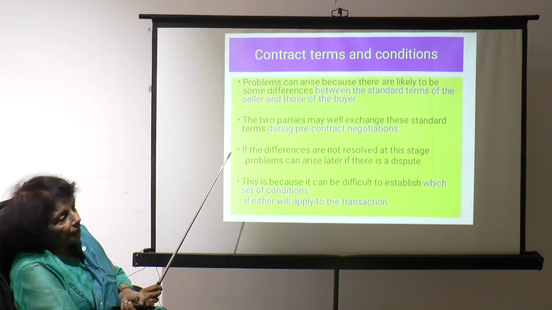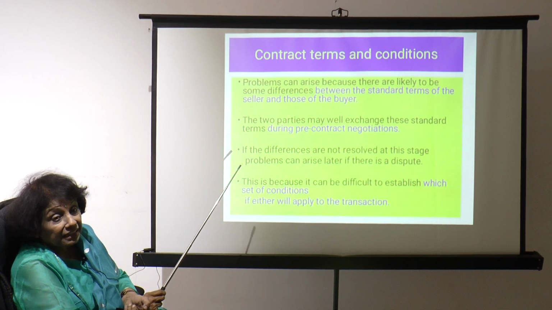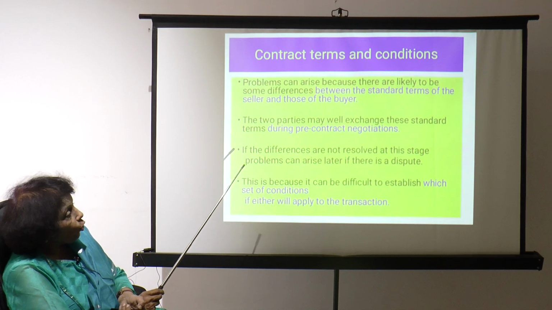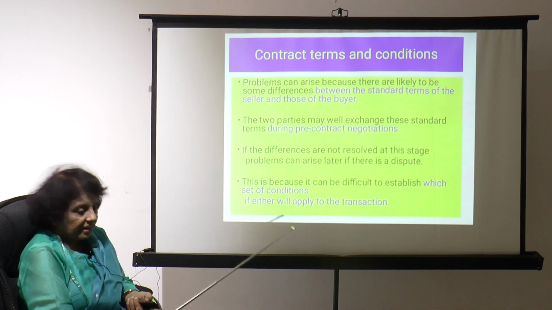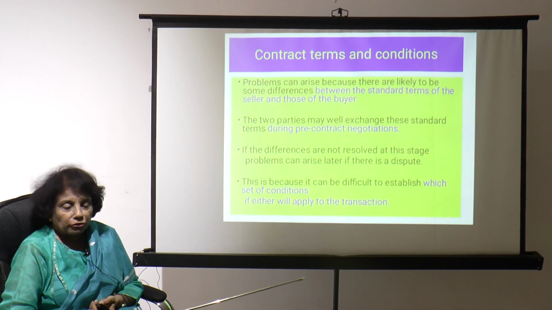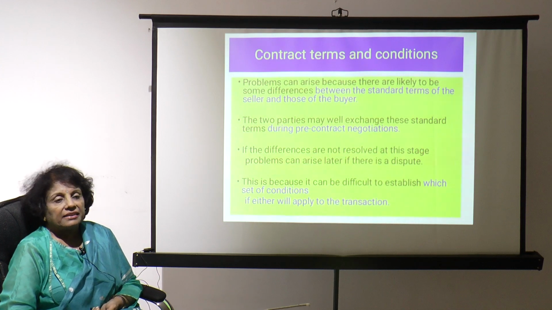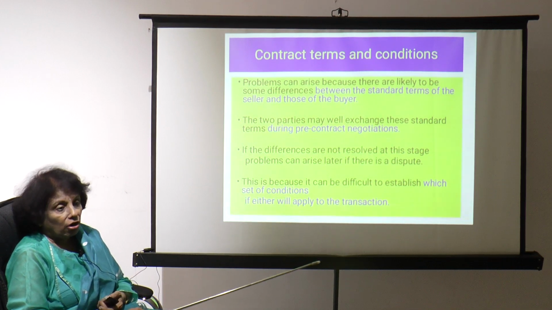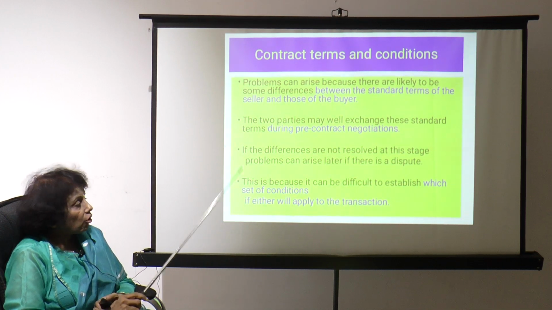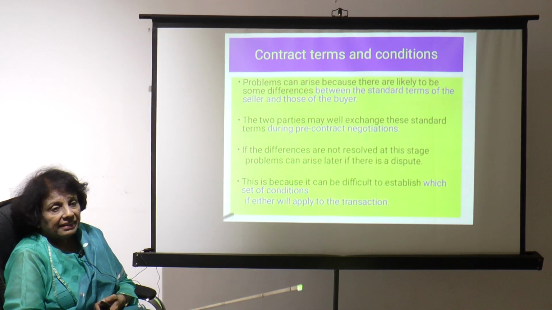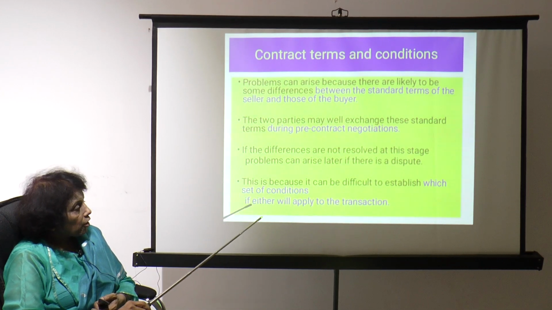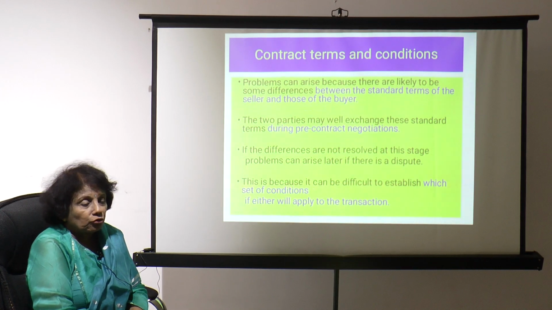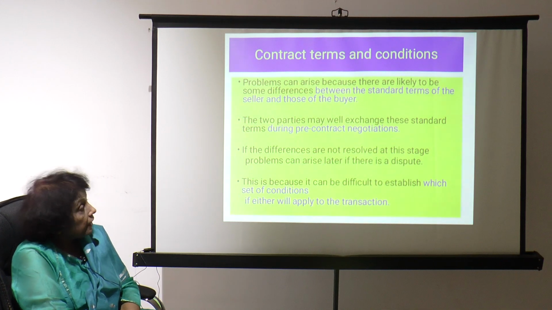Problems can arise because there may be some differences between the standard terms of the seller and the buyer. So, the two parties may well exchange these standard terms. In pre-contract negotiation, it is good if the seller and the buyer exchange these standard terms, because if differences are not resolved at this stage, problems can arise later if there is a dispute. It is difficult to set all the conditions, so at least before the negotiation takes place, the problems can be resolved.